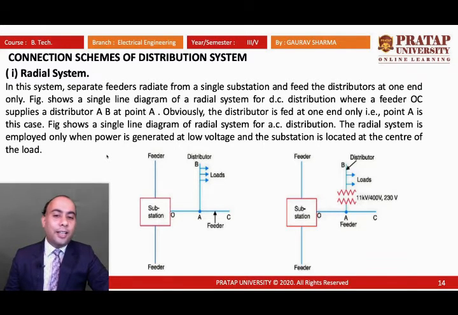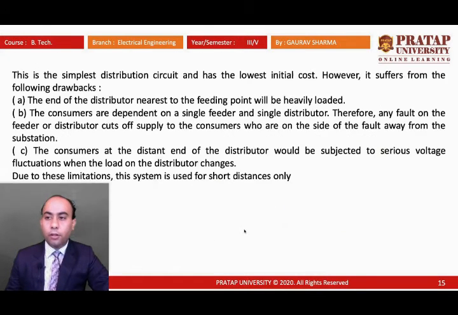Here it is a single line diagram of a radial distribution AC system. The radial system is employed only when power is generated at low voltage and the substation is located at the center of the load. So you can easily see that from this system OC is there, and from this supply we are supplying to the load. This is the simplest distribution circuit and has the lowest initial cost.